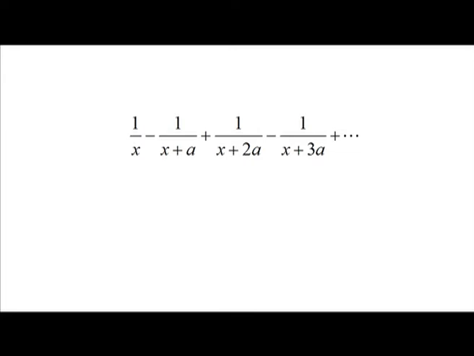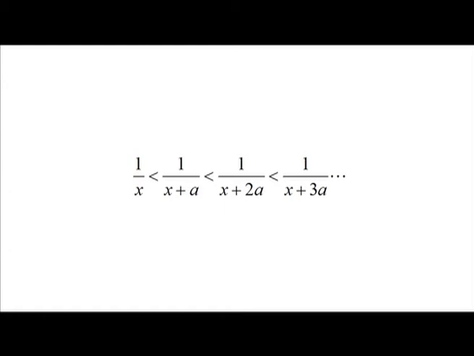The given series is an alternating series with u_n equal to 1 upon x plus (n minus 1) times a. Since a greater than 0, we have x less than x plus a less than x plus 2a less than x plus 3a less than etc. Equation number 1. As all the terms in equation 1 are positive, recalling that if a greater than 0 and b greater than 0, with a greater than b, then 1 upon a less than 1 upon b, we have 1 upon x greater than 1 upon x plus a greater than 1 upon x plus 2a greater than 1 upon x plus 3a etc. Hence, the terms of the series are in the decreasing order.